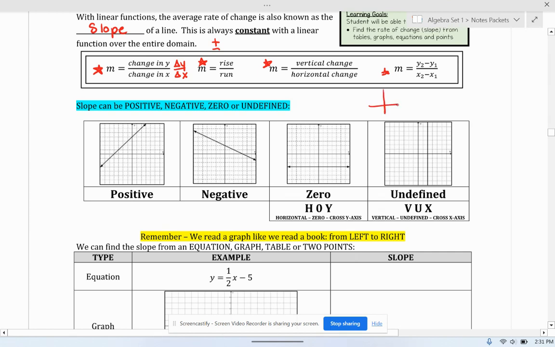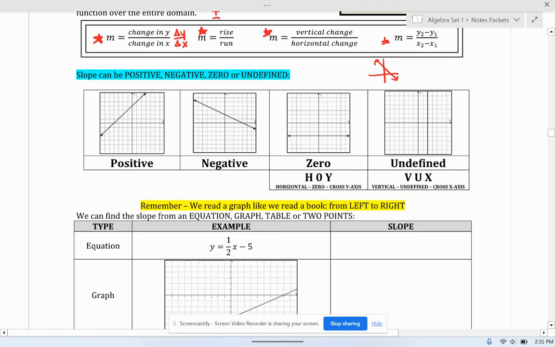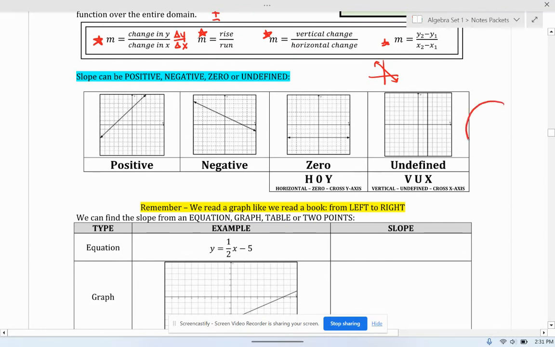You are measuring the steepness of a line. Slope can be positive, negative, zero, or undefined. The way I kind of remembered it was Mr. Slope Guy, and he looks like this.